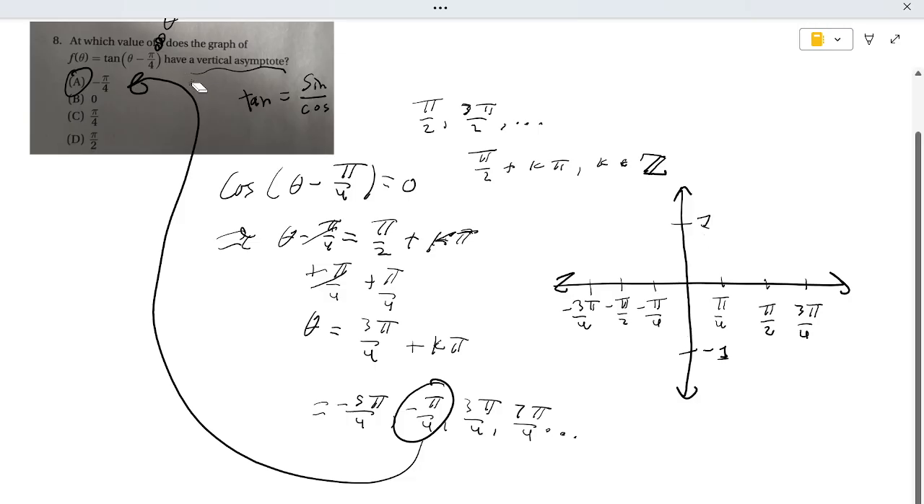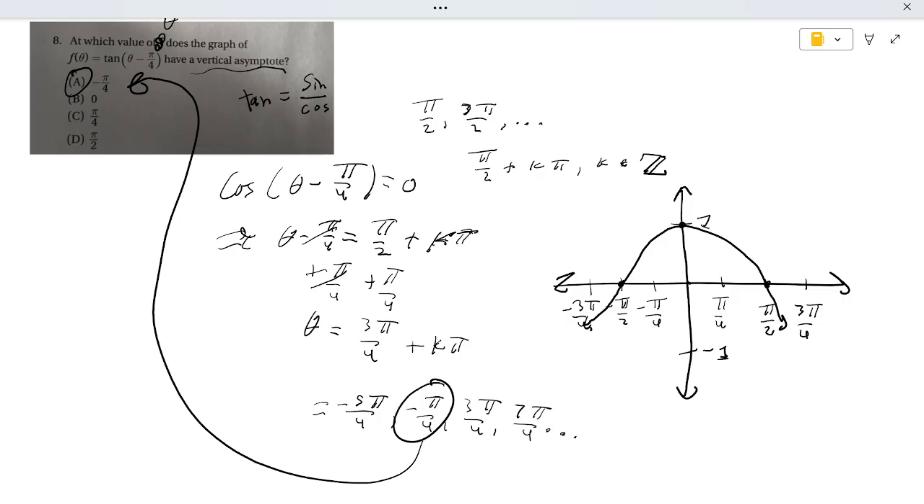Cosine is going to start at 1. It's going to have 0 at pi over 2, and 0 at negative pi over 2. So all in all, it's going to look something like this. It's not a great graph. I feel like I could probably do better, but that's as good as we're going to get.